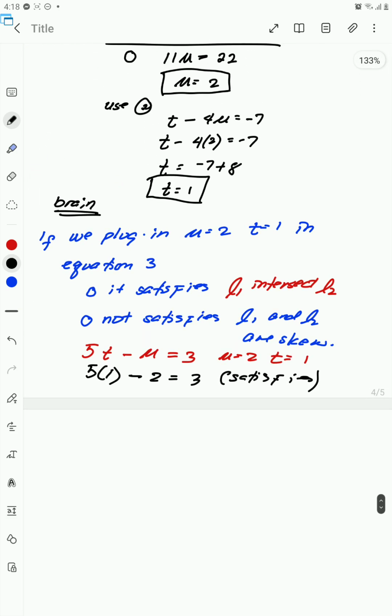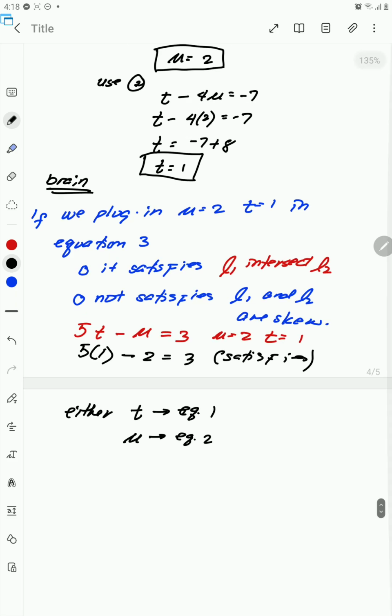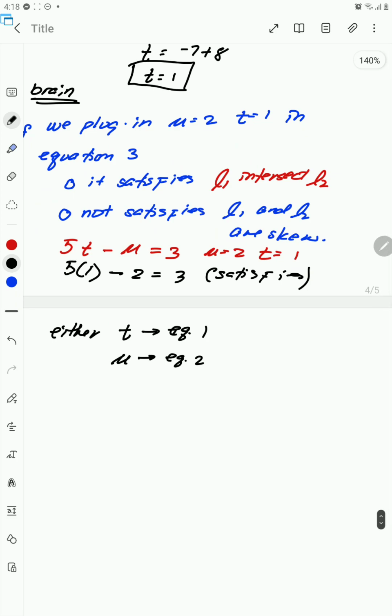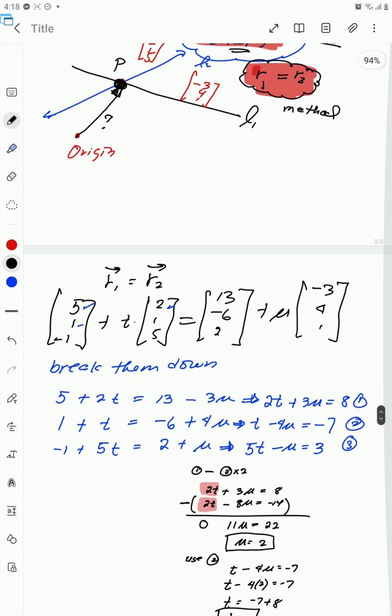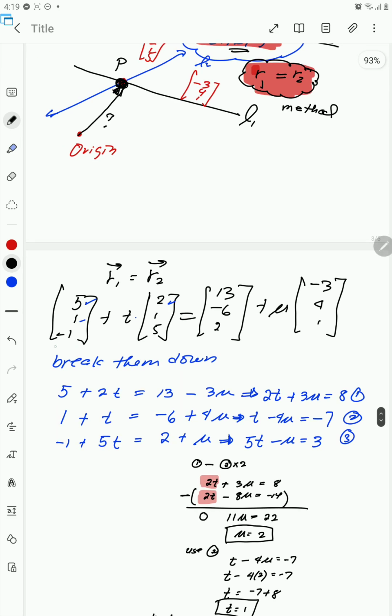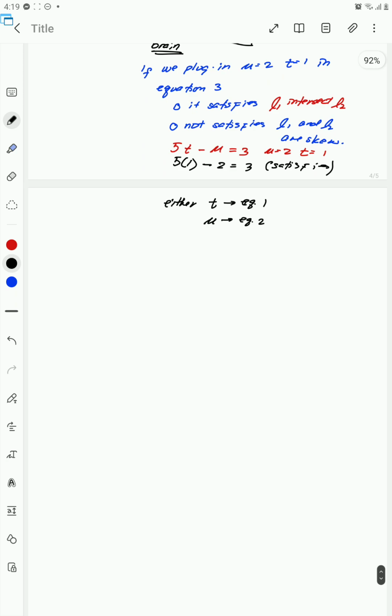So you need to plug in either the t in equation 1 or the mu in equation 2. Why t in equation 1? Because your equation 1 is the one in terms of t. See? This is your equation 1, and it is in terms of t. This is your equation 2, and it is in terms of mu. Right? So let's try to find it out using the equation.